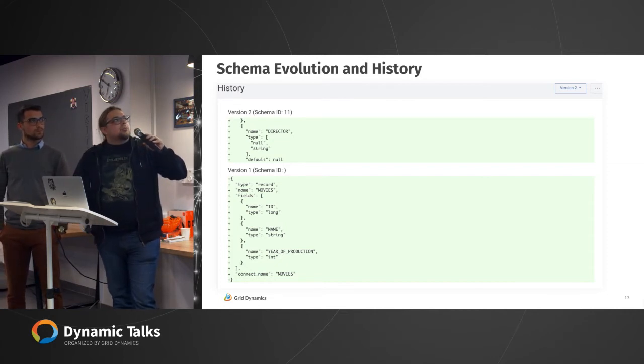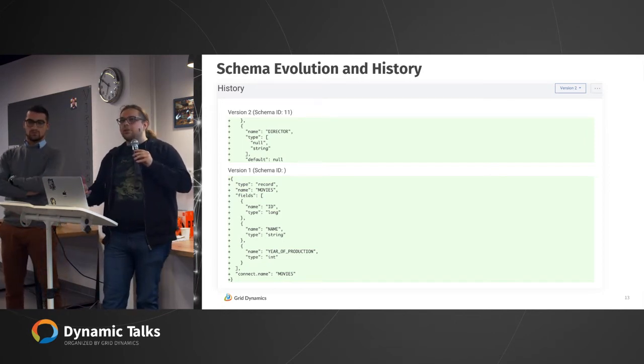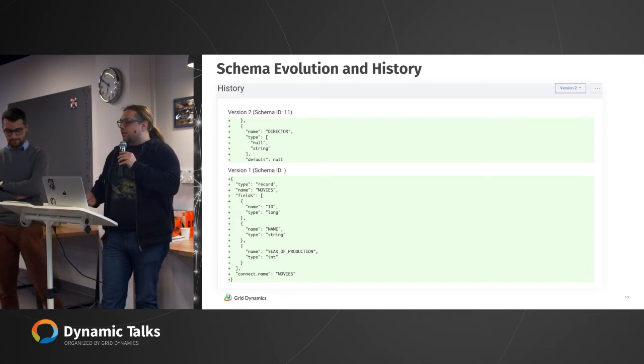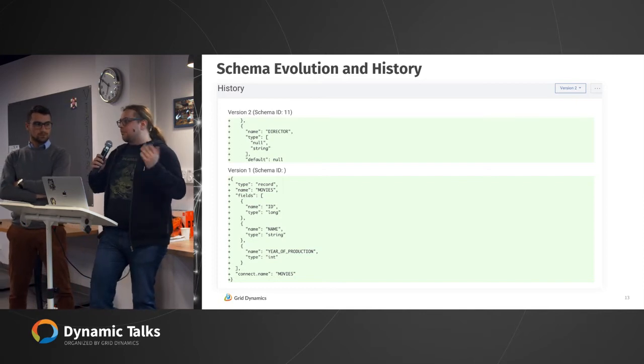And yeah, this is something that you can do on the fly directly through the UI. By default, you're doing that by registering with either your application or through the Schema Registry API.